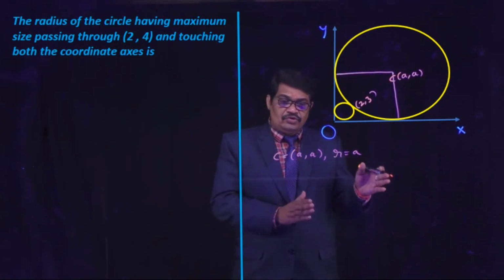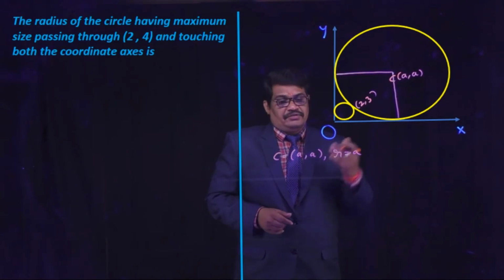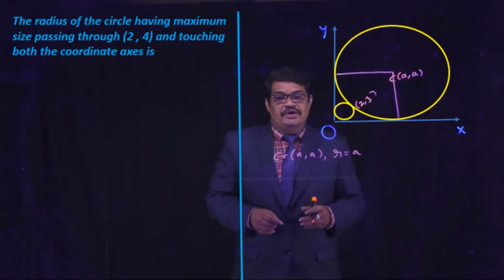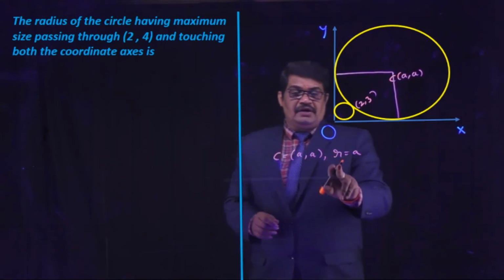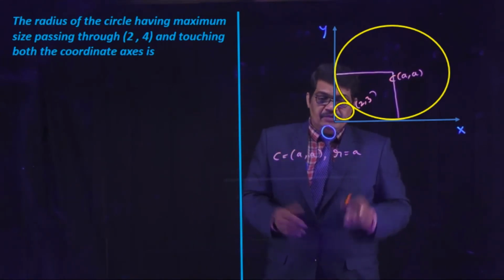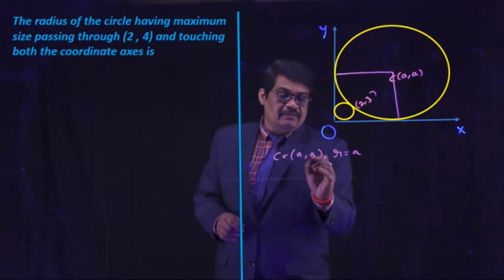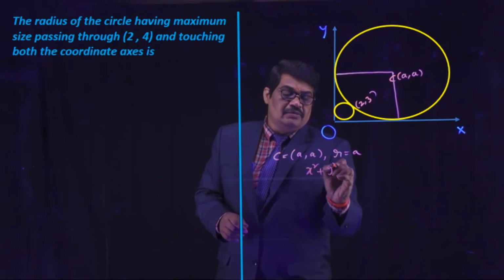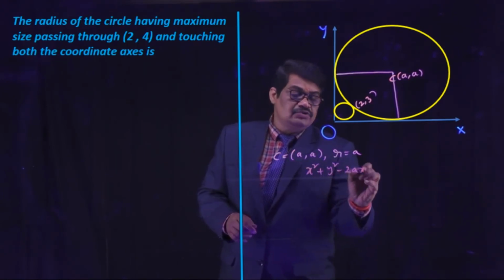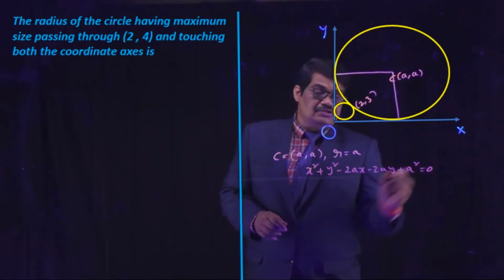And in the fourth quadrant, that is (a, -a). So that we are taken. If that circle touches both the coordinate axes, then we are choosing the center as (a, a) and the radius is also a. So what is the circle equation? The required circle is in the form: the center is (a, a) and the radius is a. Then the circle equation is x square plus y square minus 2ax minus 2ay plus a square is equal to 0.